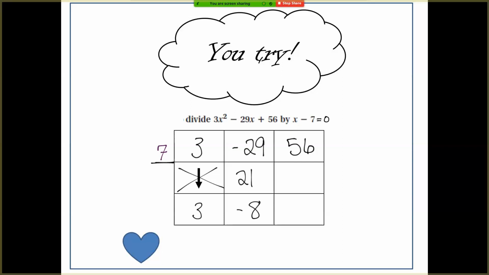Going to repeat, 7 times negative 8 is negative 56. When I add this time, I get 0. So this time I have no remainder.